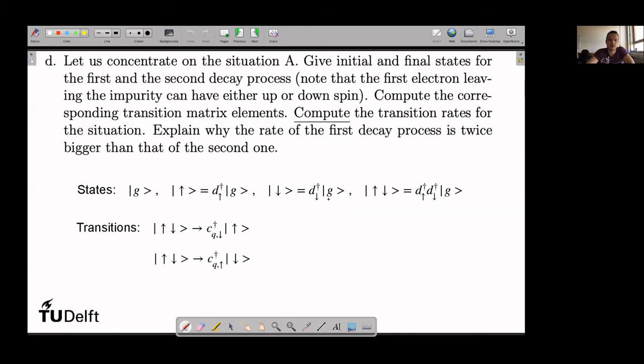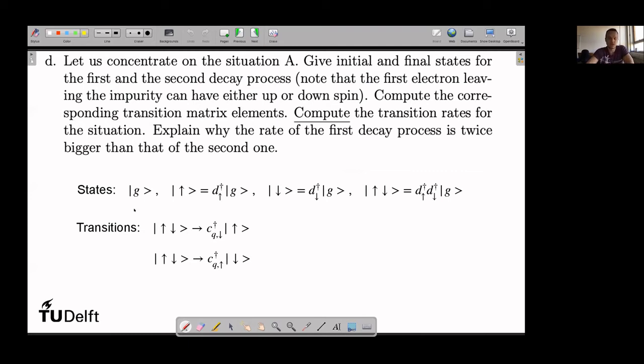Okay, now we go to the question D. We are first going to concentrate on situation A and give the initial and the final states for the first and the second decay process. And we're gonna evaluate the corresponding transition matrix elements. And from the transition matrix elements, we're going to compute the transition rates for this situation.